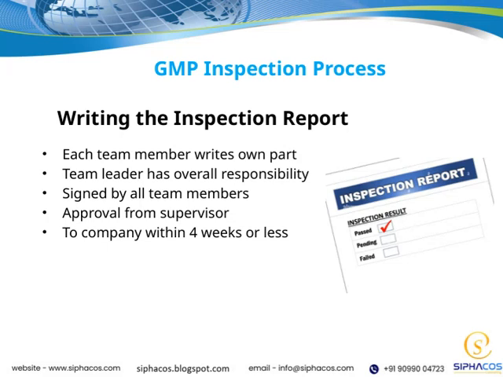Let's talk about writing the inspection report. Each team member is responsible for writing their own part of the report, making sure their observations and findings are clearly documented. The team leader, however, has the overall responsibility for coordinating the report and ensuring all parts come together accurately. Once the report is completed, it must be signed by all team members to confirm their agreement and accountability. After that, the report needs to be approved by the supervisor, which adds an extra layer of oversight and quality control. It's important to remember that this entire process should be completed and submitted to the company within 4 weeks or less.